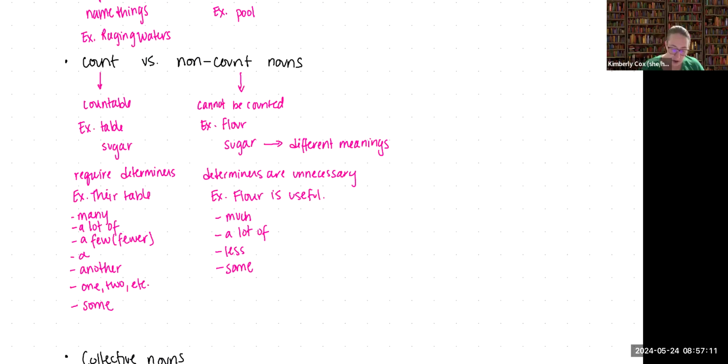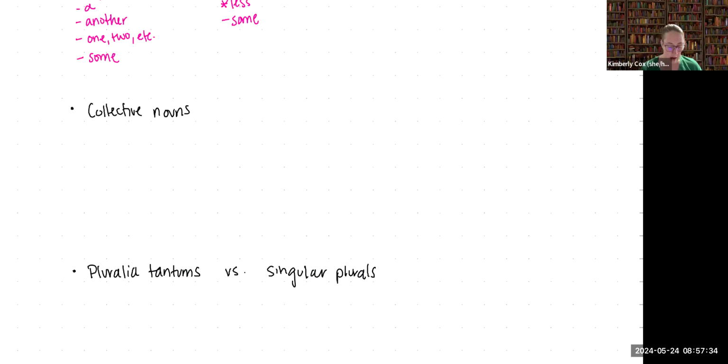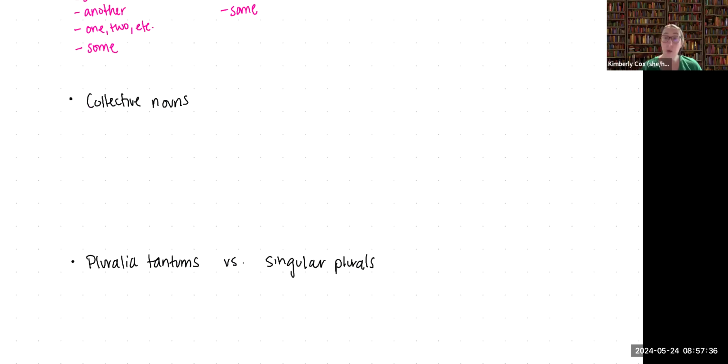So much and less and many and few are really good words for testing count versus non-count nouns. Okay. The next form that nouns can take that I want to talk about are collective nouns. These are actually quite common nouns, but they refer to a group. So I will note that.